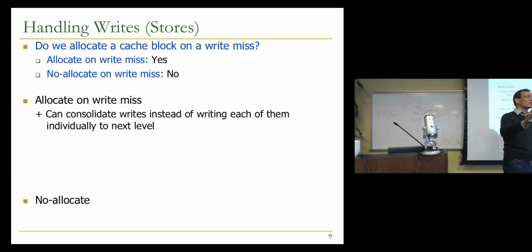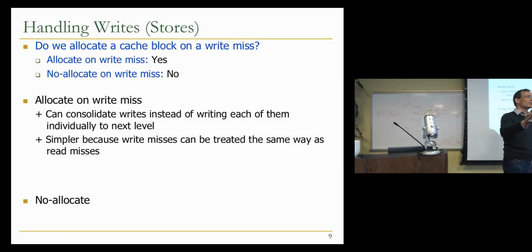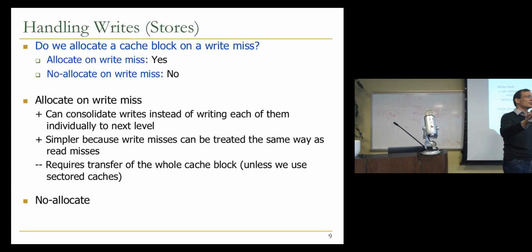So if you allocate on write miss, now you can keep writing to that block, assuming there are other writes happening to the same block soon. And this is also a simpler mechanism because write misses that you get on a store can be treated the same way as read misses that you get on loads. The downside of this is that it requires a transfer of the whole cache block into the cache. And we'll see a solution to this in the next slide.